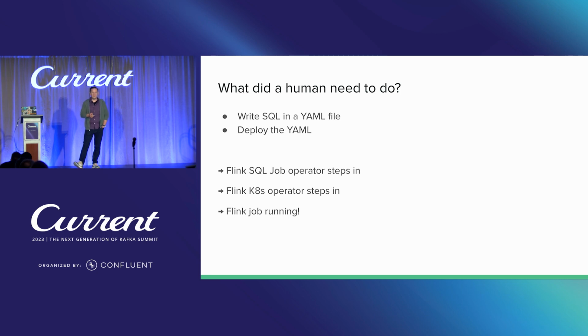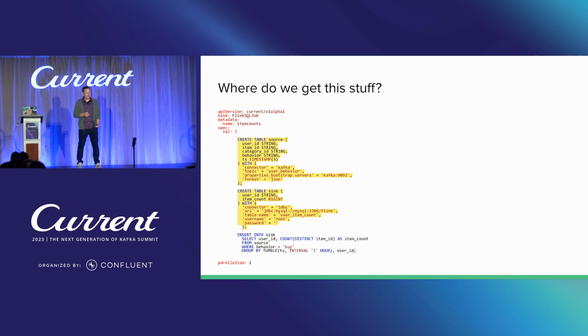Okay, so what did a human need to do for this first level of deeply declarative data pipelines? We had to write some SQL in a YAML file. We had to deploy the YAML with kubectl. The Flink SQL job operator steps in. The Flink Kubernetes operator steps in. And then ultimately your Flink job is running. Not bad. Actually, I mean, we could stop here and it'd be pretty great.